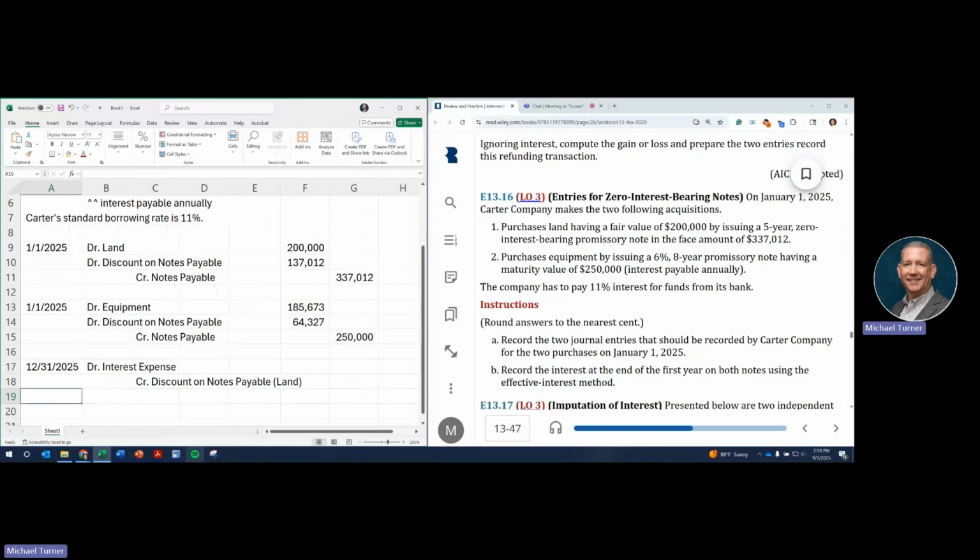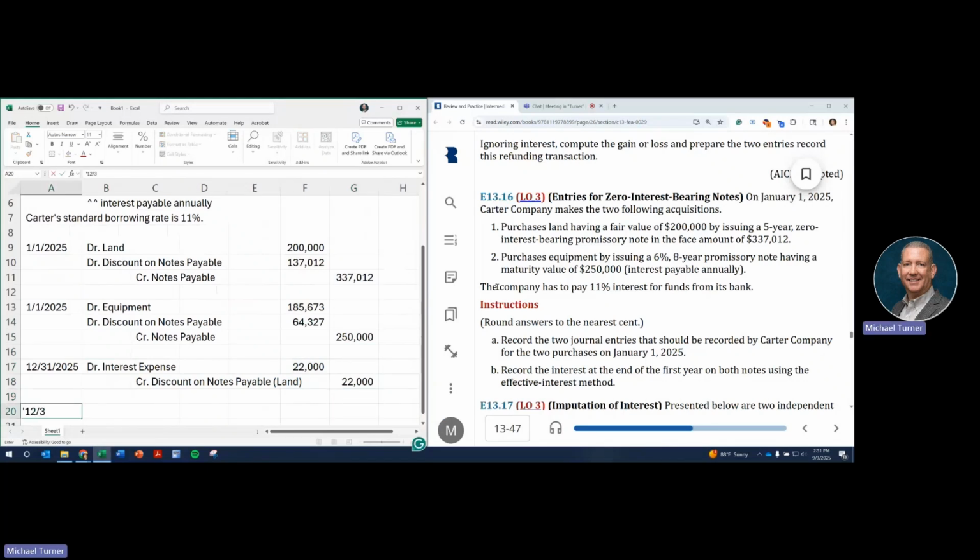So our net amount that is owed, let's add that right here. Our net amount that is owed is $200,000. So our net payable for the land is $200,000. And we're going to use the effective interest rate, which was given to us as 11%. And so our interest expense is $22,000. And we'll have the same amount that we'll credit to the notes payable discount for land.